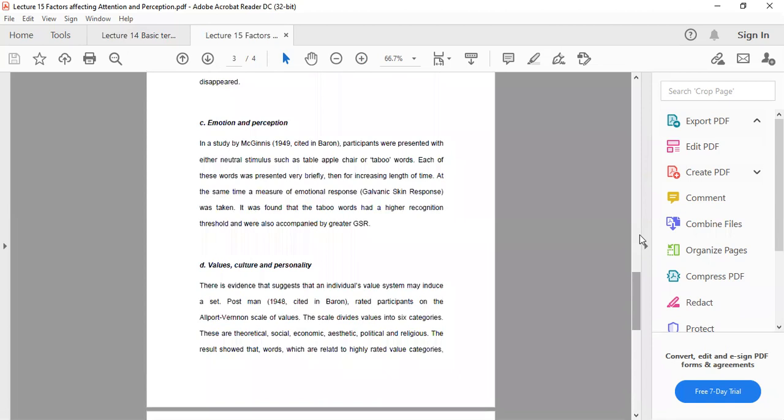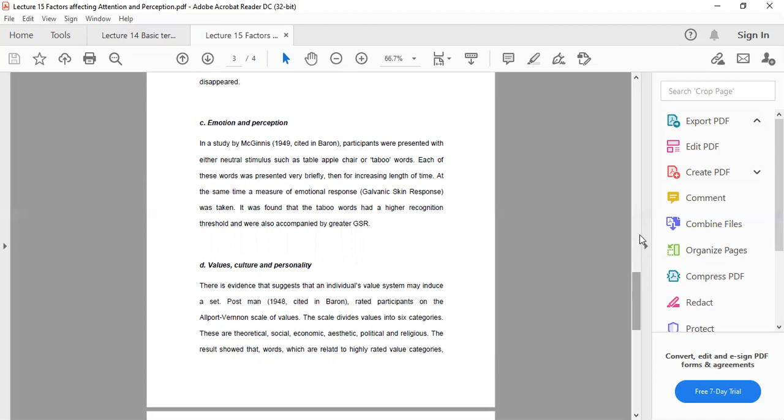Then comes emotion and perception. Things that carry emotional aspects also influence our attention, the way we perceive certain things. Let's say a study by McGinnies in 1949, cited in Barron: participants were presented with either neutral stimuli such as table, apple, chair, or taboo words. Each of these words was presented very briefly, then for increasing lengths of time. At the same time, a measure of emotional response, the galvanic skin response, was taken. It was found that the taboo words had a higher recognition threshold than other words, along with the galvanic skin response.